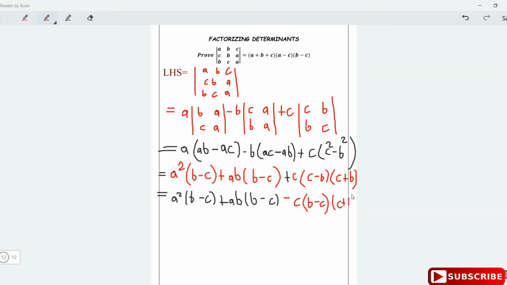That's what we would do. Nice. Now all of them have b minus c. So as you rightfully guess, we're gonna factor out b minus c. What we're left back with is a squared plus ab. Then we factor out b minus c right here, and we're left back with minus c times c plus b.